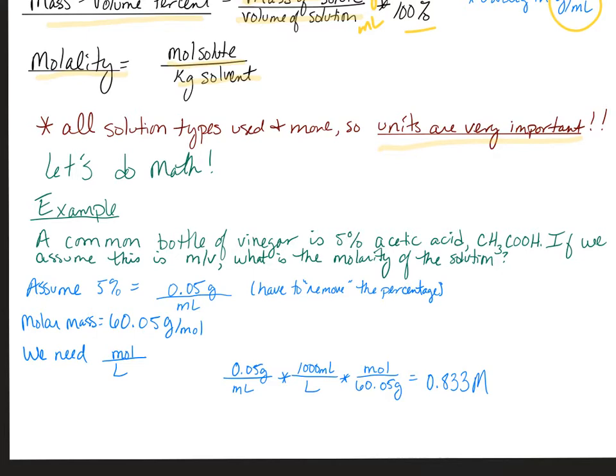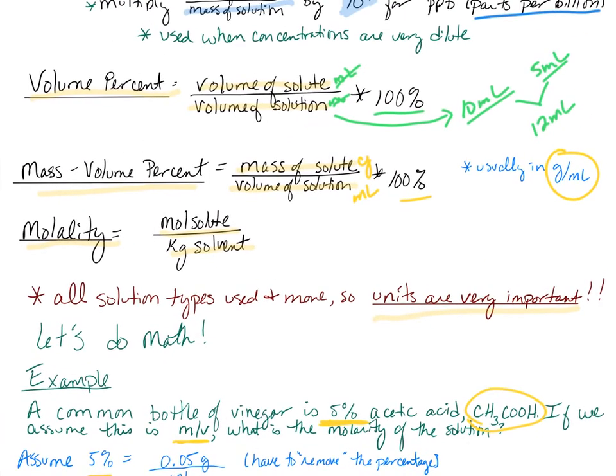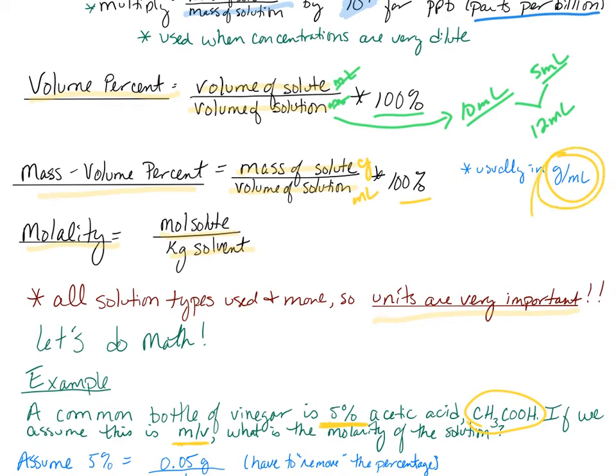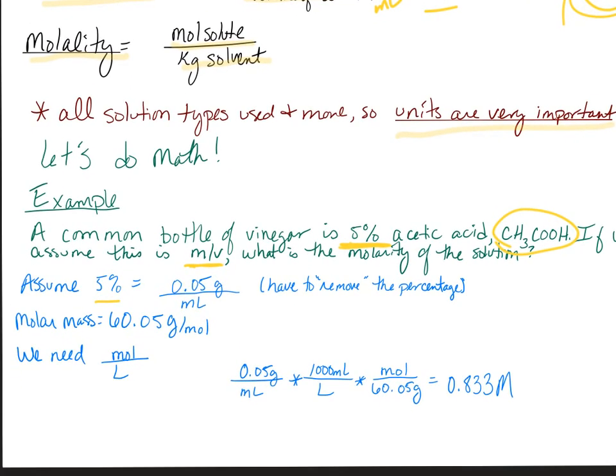So here we have a bottle of vinegar, and a common bottle has 5% acetic acid, and it gives you what that formula is. If you assume that this is mass volume, so that's the mass volume percent, what is the molarity of the solution? I actually started us out with a hard problem. So we have to assume that that 5% is mass volume. And if you go back up, you can see that mass volume is usually in grams per milliliter. So if that's the case, we can say that we have 0.05 grams per milliliter.